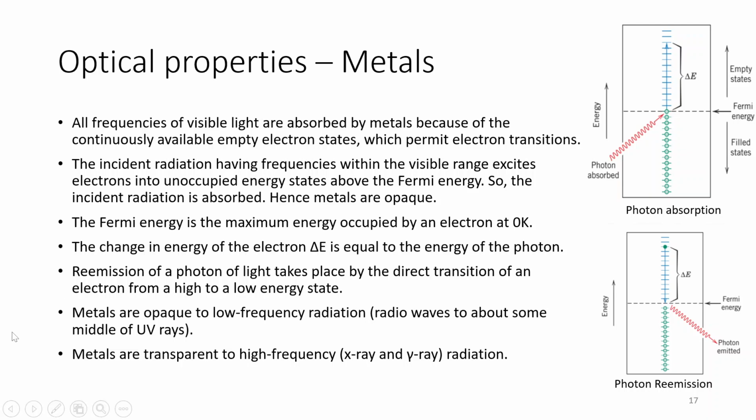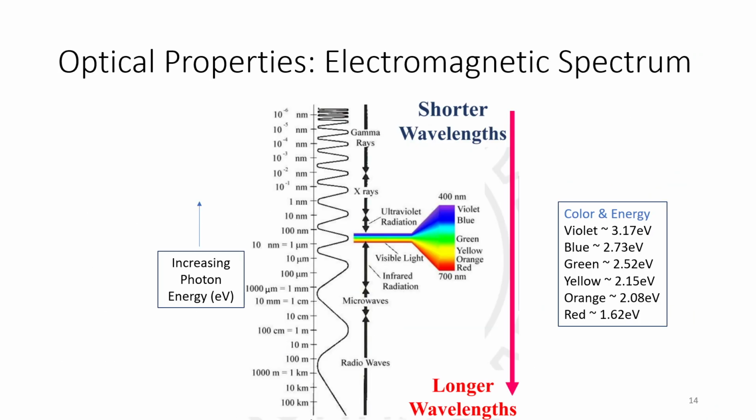And metals are opaque to low frequency radiation, from radio waves to about the middle of the ultraviolet rays, and metals are transparent to high frequency X-rays and gamma ray radiation. So here you can see these gamma rays and X-rays have high frequency and high energy, so these can easily pass through the metals, while the others are reflected.